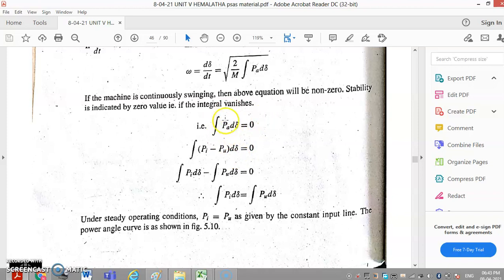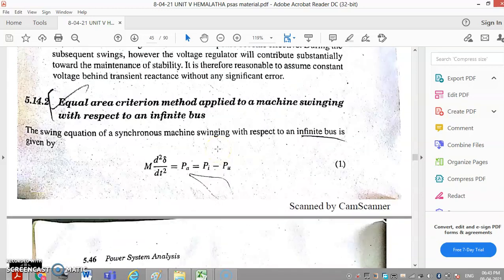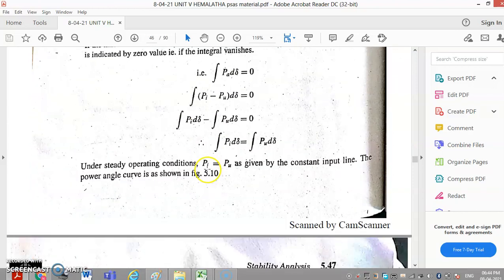So we substitute Pa as Pi minus Pu. See, we have written here that Pa, the accelerating power, is equal to mechanical input power minus electrical output power. When we substitute here, that is equal to 0. Then we get integration of Pi d delta minus integration of Pu d delta is equal to 0. Now we get the condition: integration of Pi d delta is equal to integration of Pu d delta. Under steady operating conditions, Pi is equal to Pu, that is, input mechanical power is equal to output electrical power, as given by the constant input line.